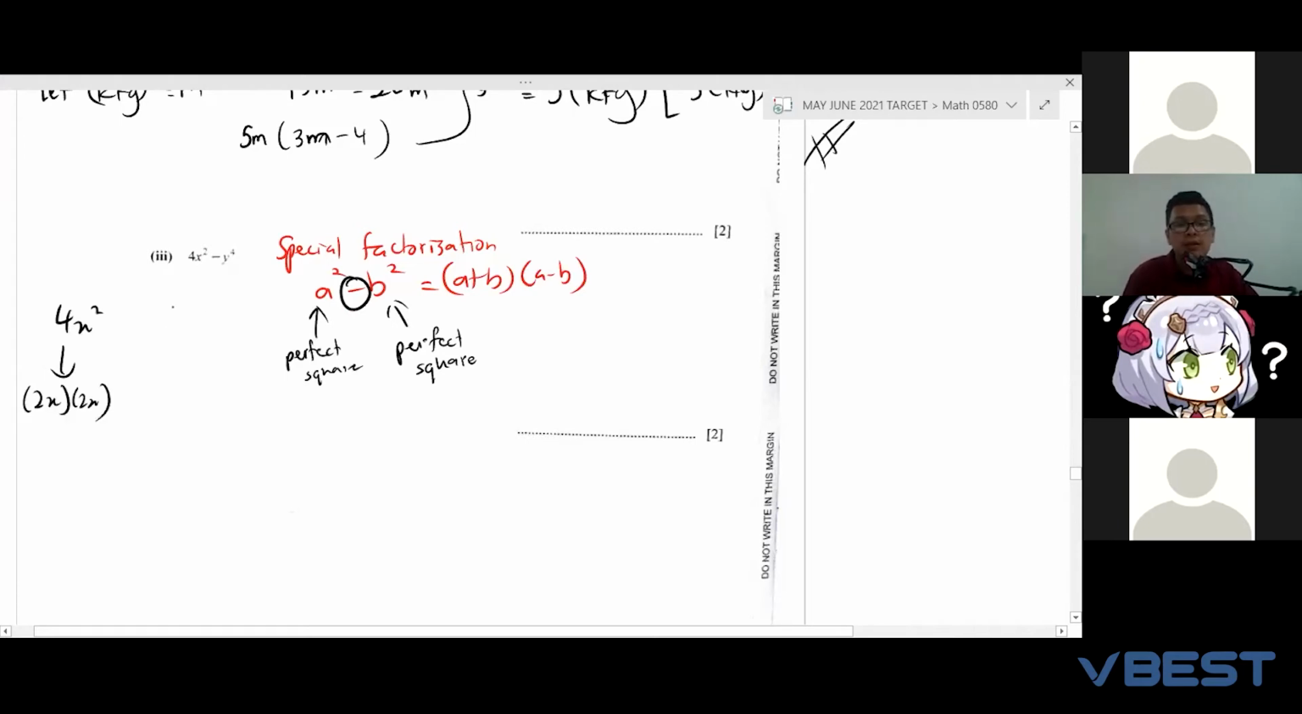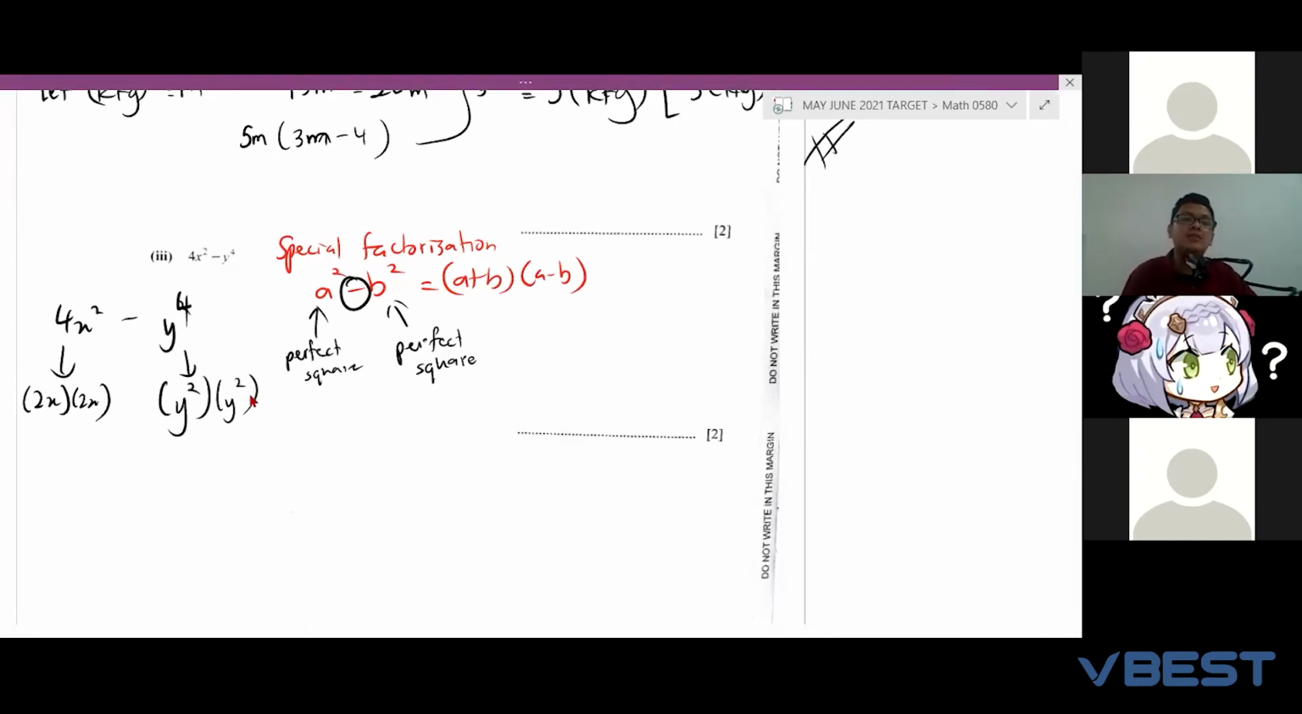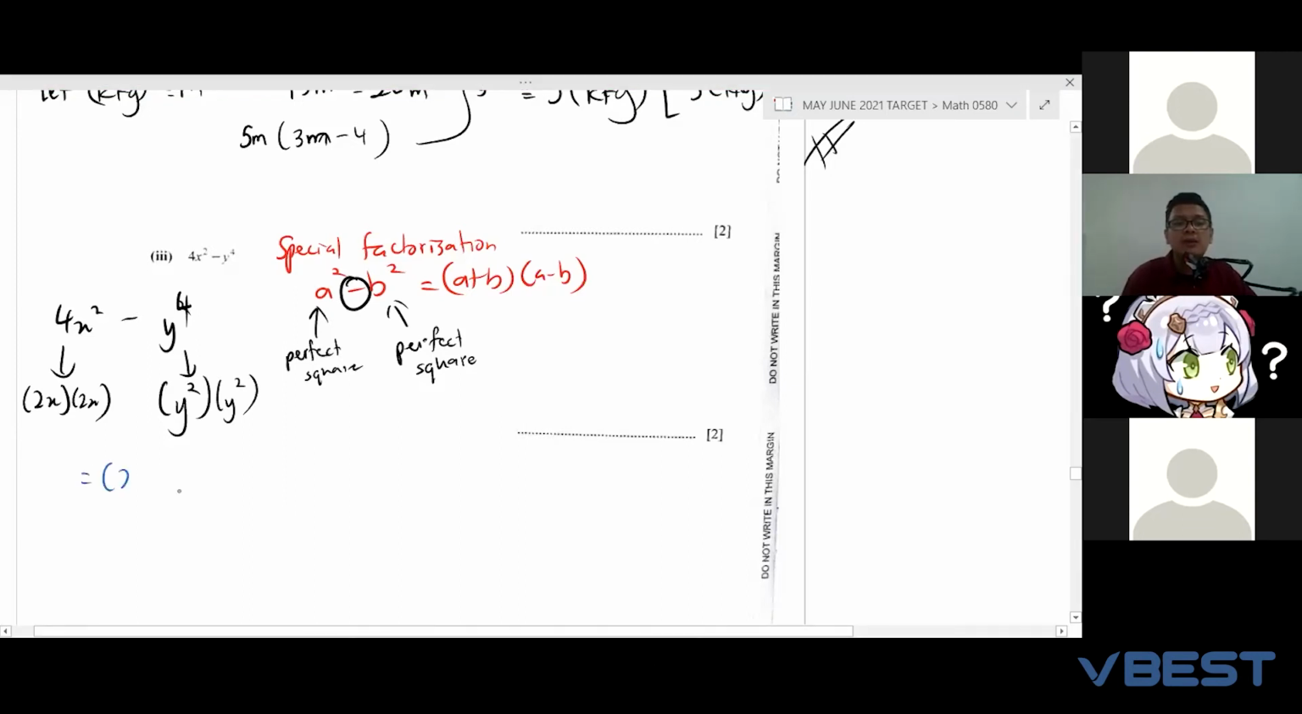Is y to the power of 4 here a perfect square? Yes, it is. It's a perfect square for y squared and y squared. And in the middle is minus, so straight away you can get it as 2x plus y squared and 2x minus y squared. That would be the final answer.